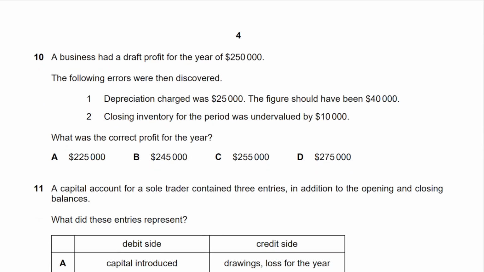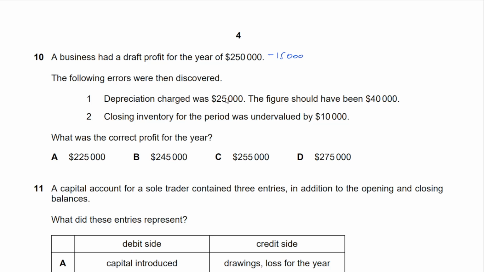Yeah. Number 10. A business had a draft profit for the year of 250,000. The following errors were then discovered. Depreciation charged was 25,000. The figure should have been 40,000. So we have to further reduce it by 15,000. Closing inventory for the period was undervalued by 10,000.